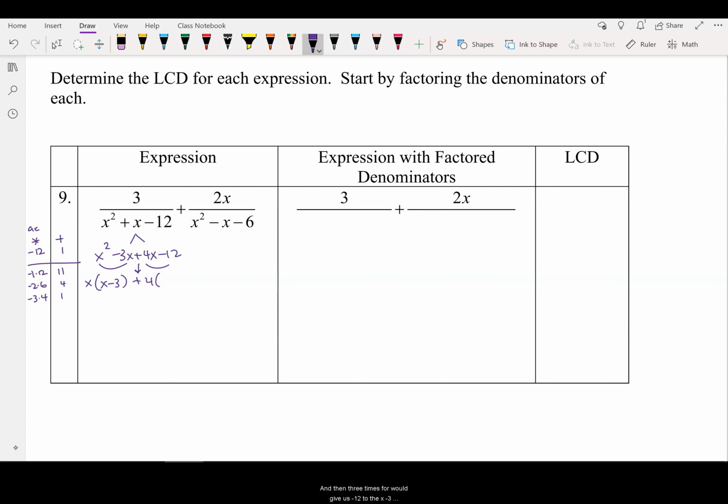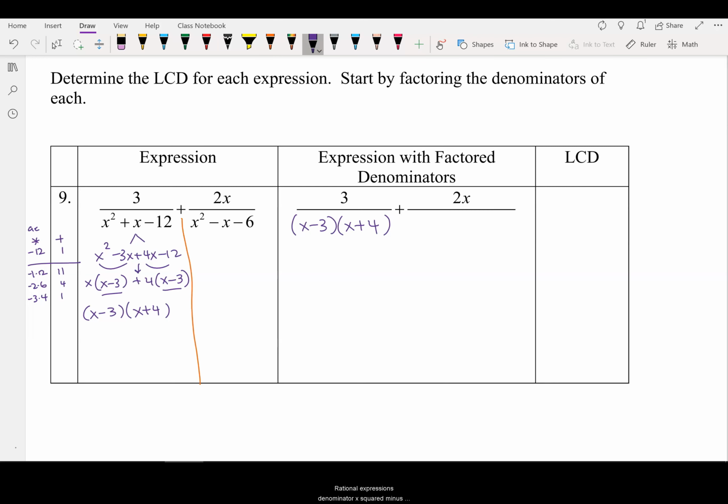Bring that plus sign down. 4x minus 12 has a 4 in common, and then 3 times 4 would give us negative 12. So the x minus 3's become our next greatest common factor, and we write the leftover bits, x plus 4, that we're going to put right here underneath the 3. 3 divided by x minus 3 times x plus 4.